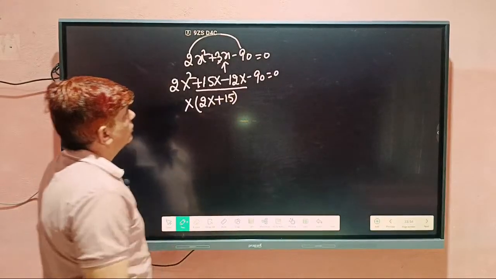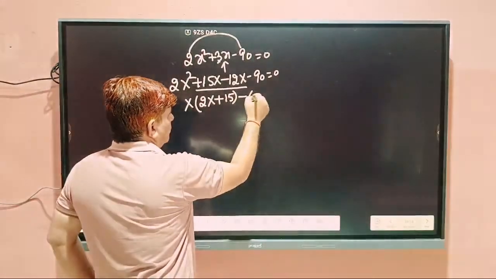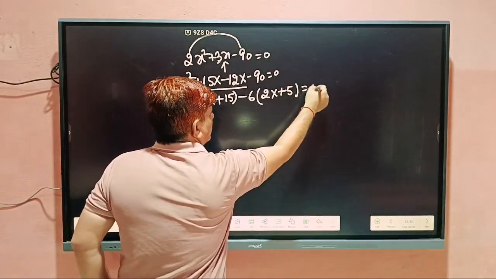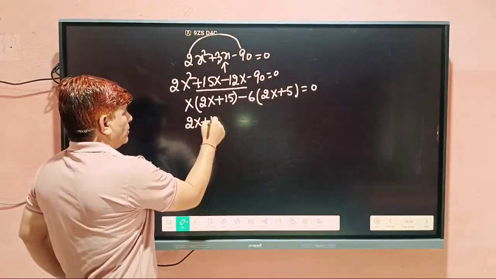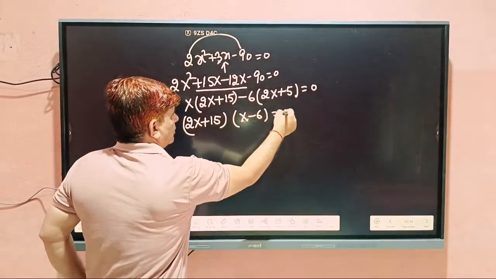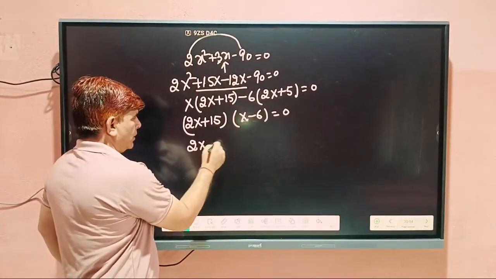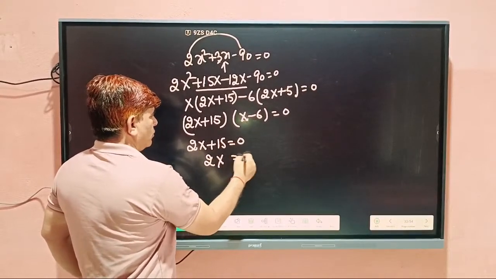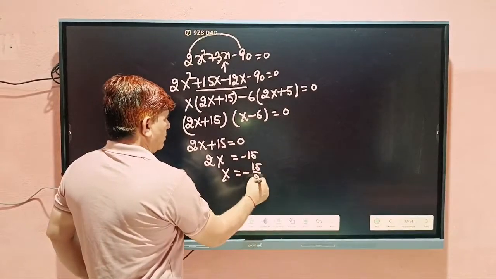Yes or no? Or is there any problem? Then we have to take minus 6 common. So 2x plus 15 is equal to 0. Which is common? 2x plus 15 is common. And x minus 6 is equal to 0. So we put 2x plus 15 equal to 0. 2x is equal to minus 15. X is equal to minus 15 by 2.